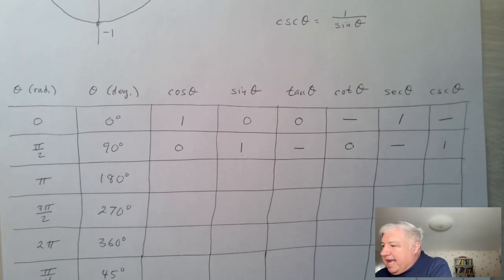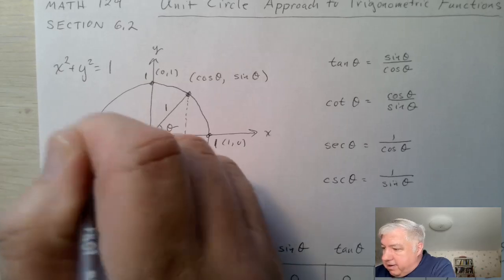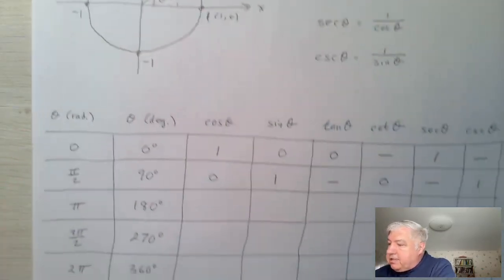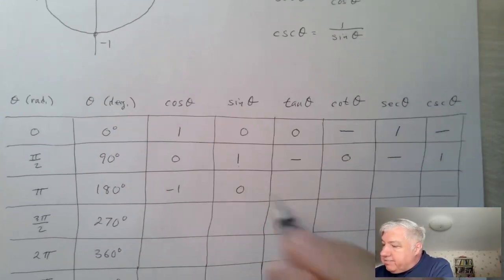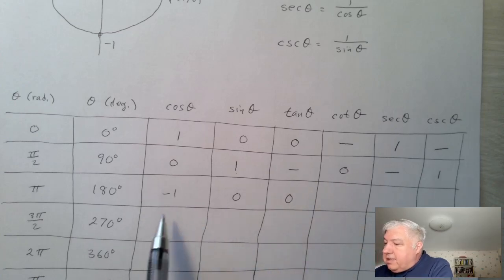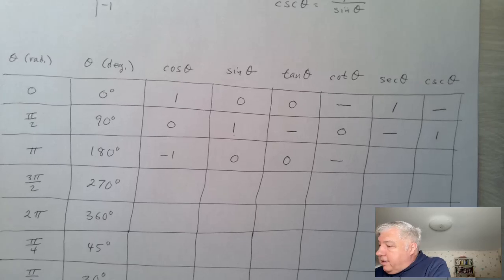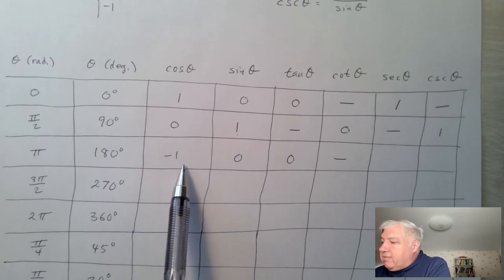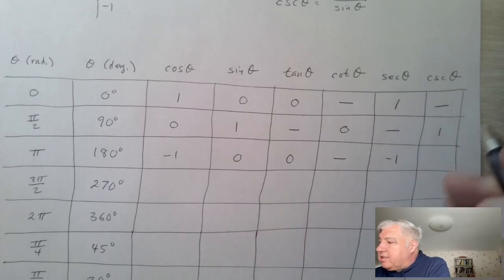For 180 degrees, that takes us over here, and the coordinates are negative 1, 0. So the cosine would be negative 1. The sine is 0. 0 divided by negative 1 is 0. Negative 1 divided by 0 is undefined. And the secant, that's 1 over negative 1, which is just negative 1. And 1 over 0 is undefined.